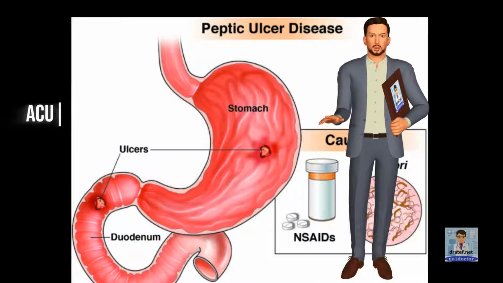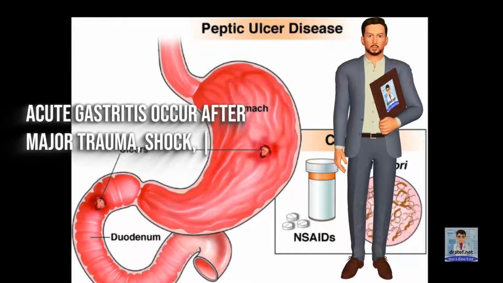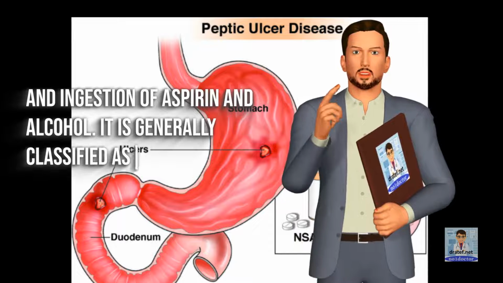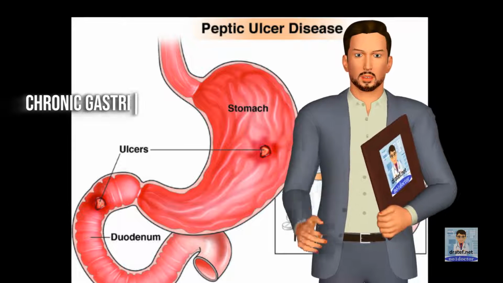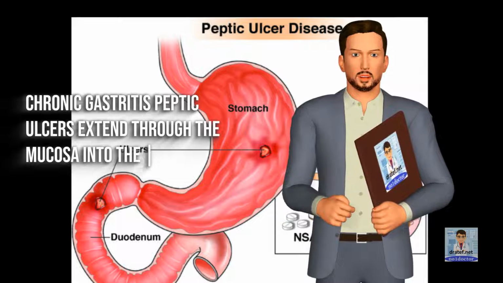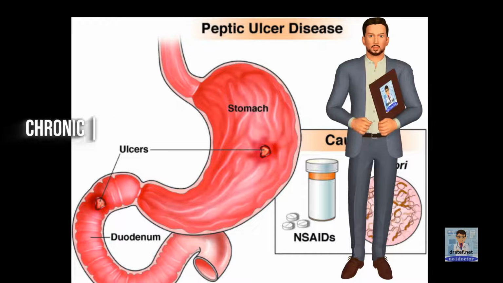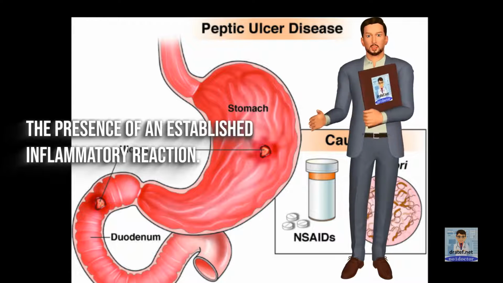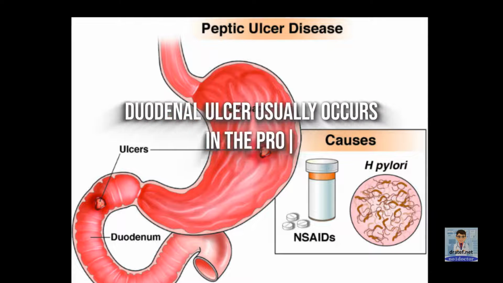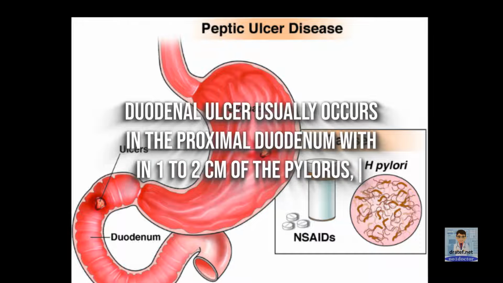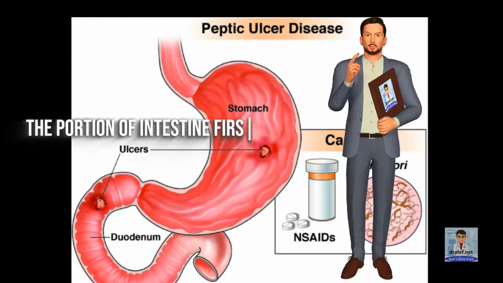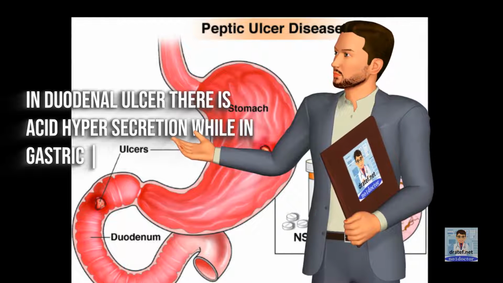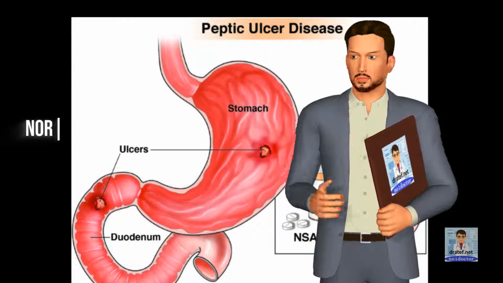of the stomach. Acute gastritis occurs after major trauma, shock, sepsis, head injury and ingestion of aspirin and alcohol. It is generally classified as stress erosion. Chronic gastritis and peptic ulcers extend through the mucosa into the submucosa and muscularis. Chronic gastric and duodenal ulcers are distinguished by the presence of an established inflammatory reaction. Duodenal ulcer usually occurs in the proximal duodenum within 1 to 2 cm of the pylorus, the portion of intestine first exposed to gastric secretion. In duodenal ulcer there is acid hypersecretion, while in gastric ulcer acid secretion is either normal or decreased.